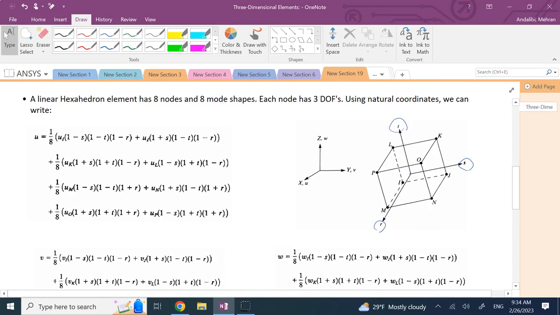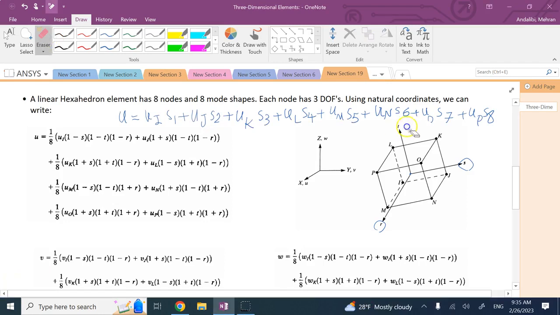So here, if you have 3 degrees of freedom at each node, U, V, and W, in general you have to write U as what? And here you call the nodes I, J, M, N, K, O, P, and L. So it's like U at I times S1 plus U at J times S2, and let me add them for you. So it's the combination of these 8 nodal values and the 8 mode shapes. And here you can see the nodal values, and whatever is multiplied to each one of them are these mode shapes.